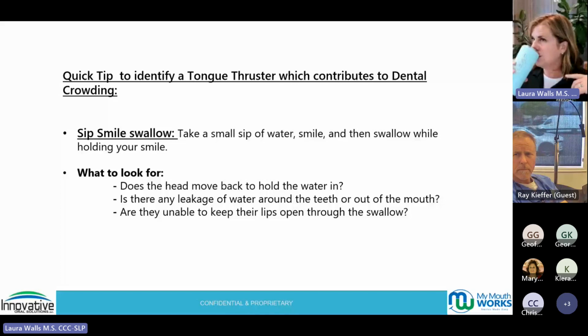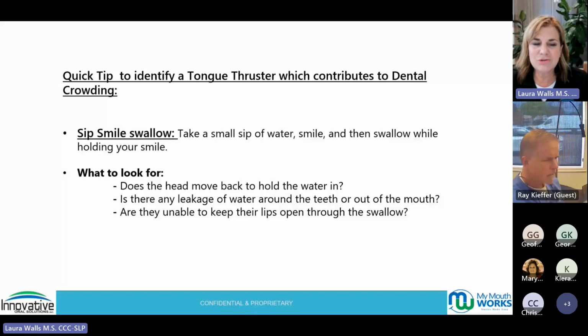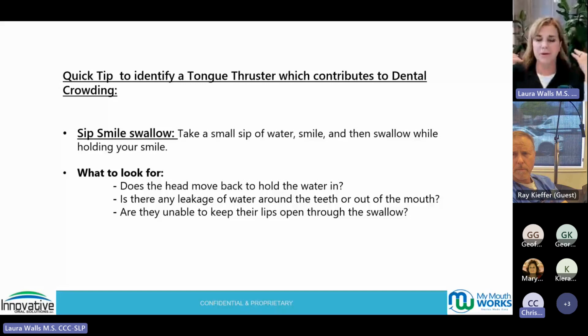So if you see them drink and be able to swallow with no water coming out with the masseter, you guys should try it. So take a sip, hold it in your mouth, smile, and then drink and see how it feels. Is it smooth? Does the epiglottis hit really hard where you hear a big gulp? Does the head want to move forward and back to push the bolus into the back of the throat?